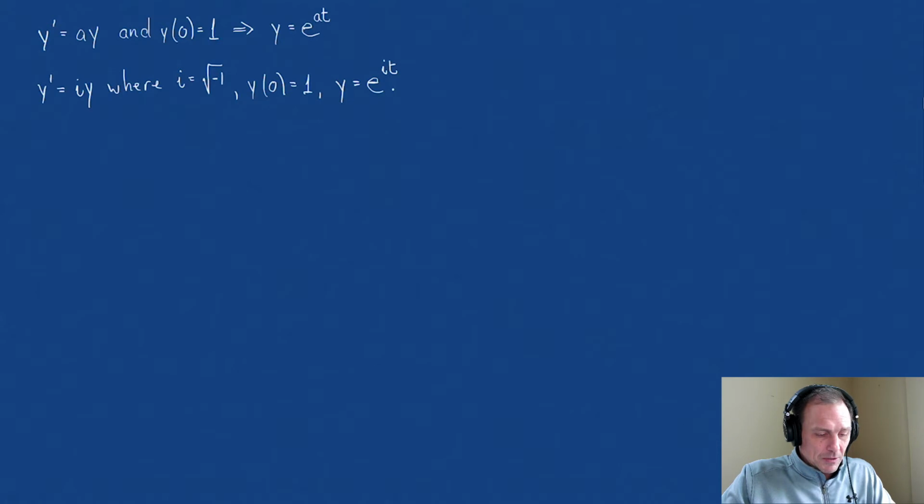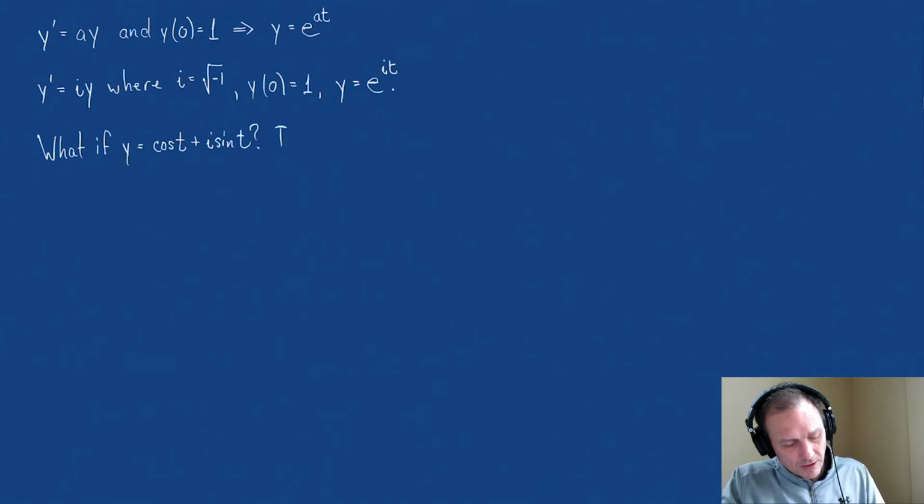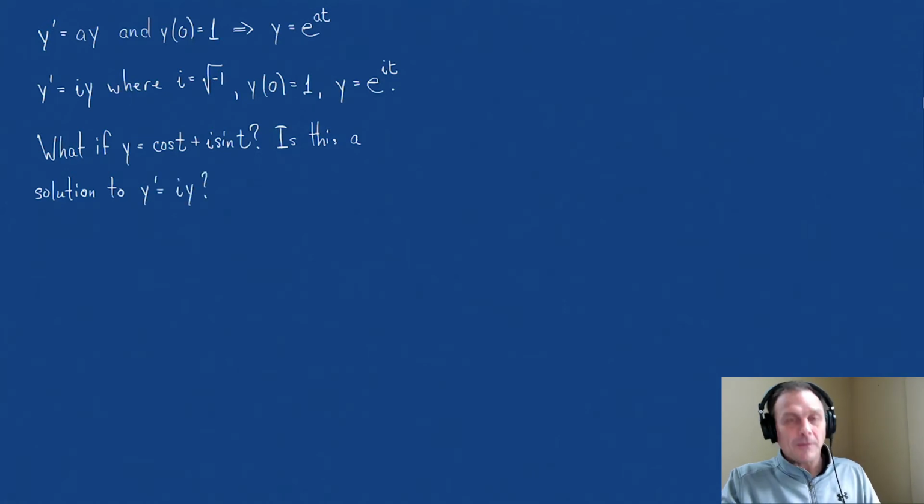But now I want to show you something different, and that is this. What if y is cosine of t plus i sine of t? Is this a solution to y prime equals i y? Well, let's find out.